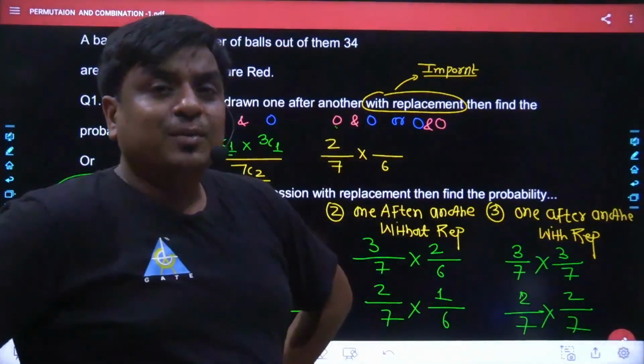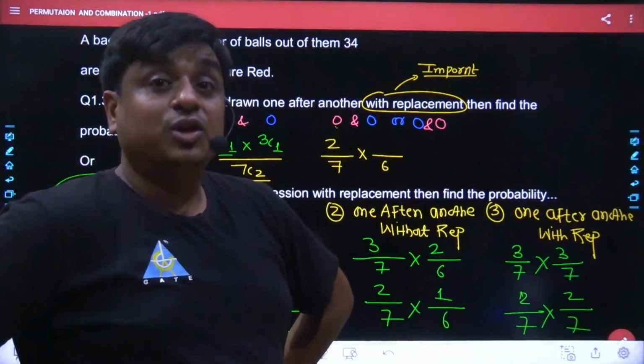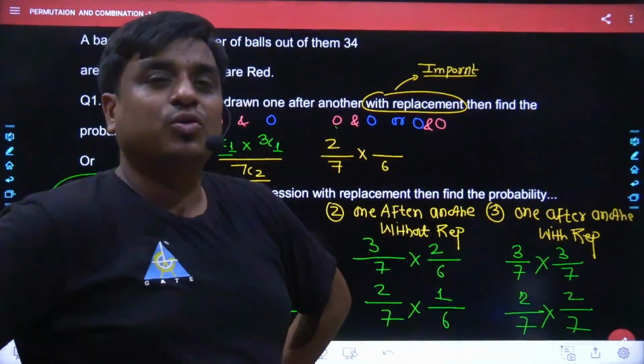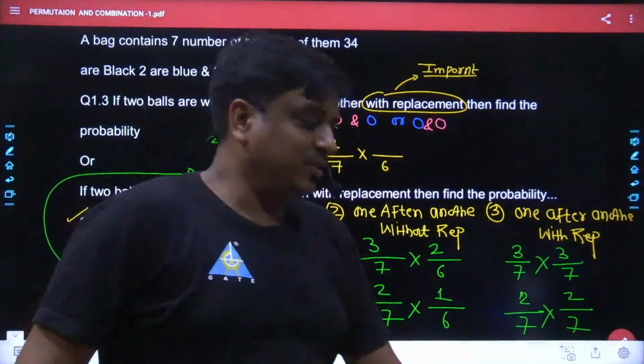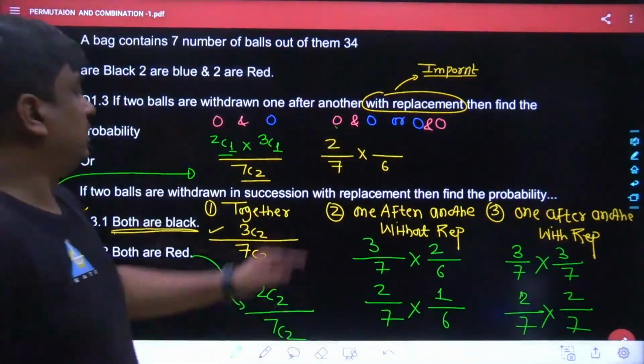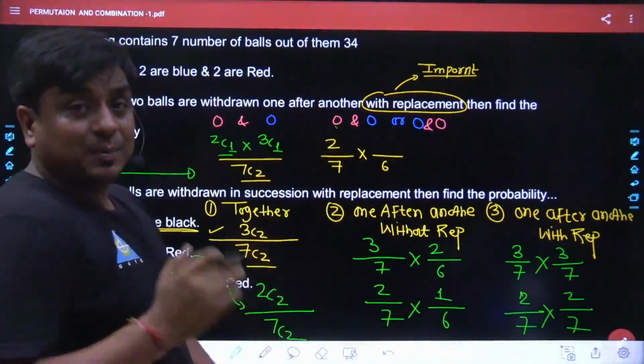How many different balls are left out? 6 different balls are left out. How many different ways could one ball be selected out of 6? That's 6. Yes. Now, how many different ways could the black ball be selected?